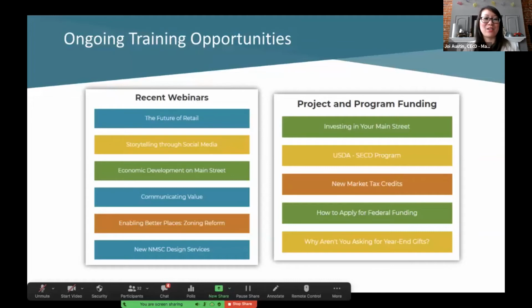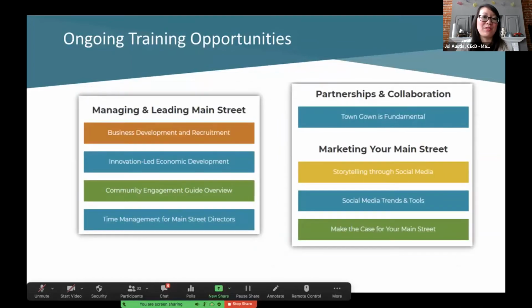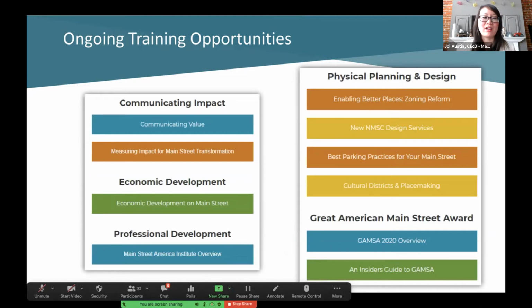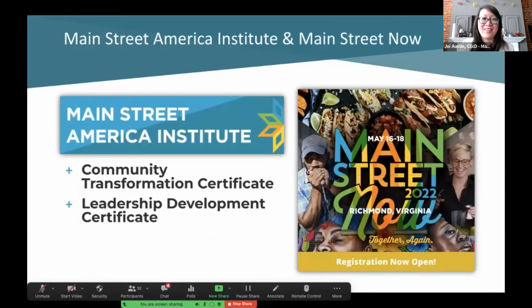And if we flip through a couple of those, because those are just some examples, heading to some of the other things that Main Street America can be there for you. We also have the Main Street America Institute. There are a couple of different certifications there: Community Transformation Certificate, Leadership Development Certificate. And one more slide, please. Thank you.